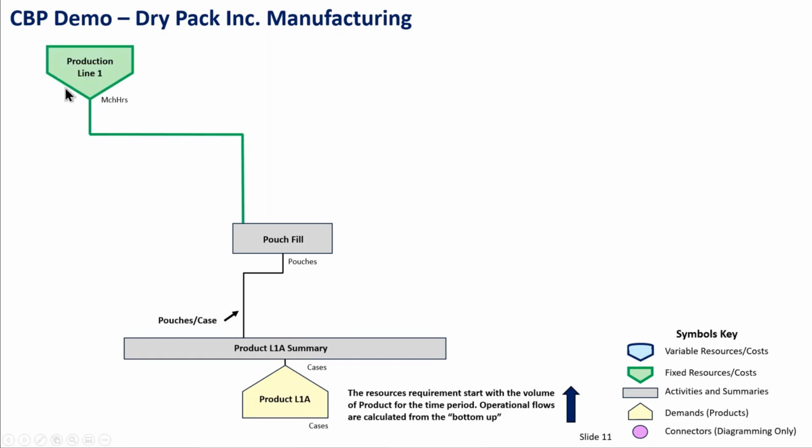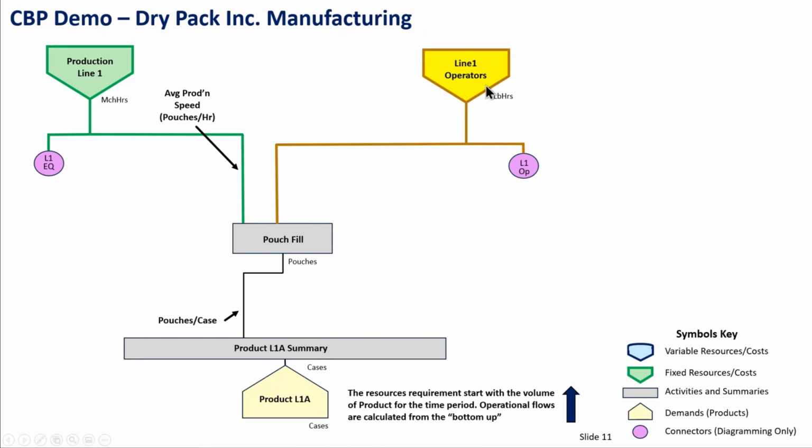So we need a production line to fill the pouches. So we then need to know how many machine hours to fill a pouch. That is really related to the production rate of that particular product on that particular line. Here's where we would use connectors. So wherever that line one is used elsewhere in the model, not on this page maybe, for another product or whatever, we would make that connection. So we have one resource that is shared across maybe a variety of products.